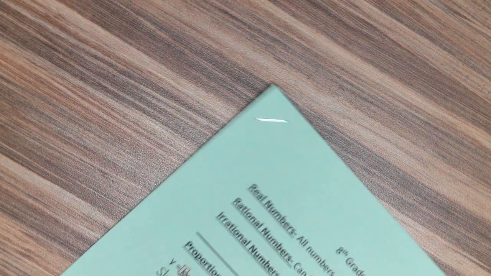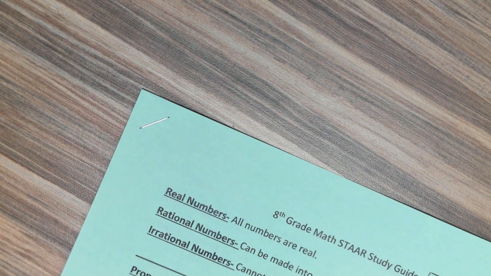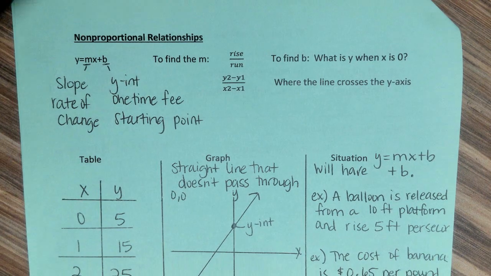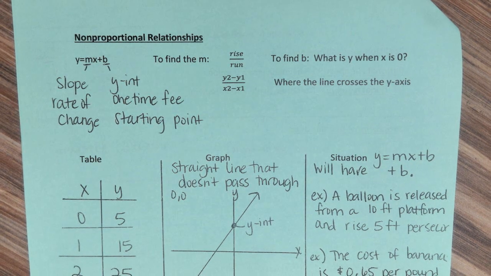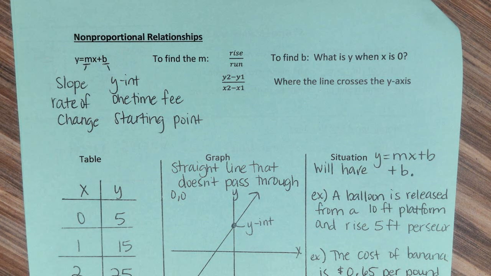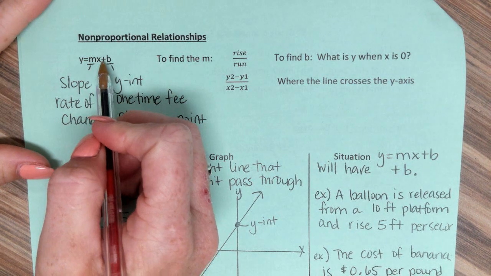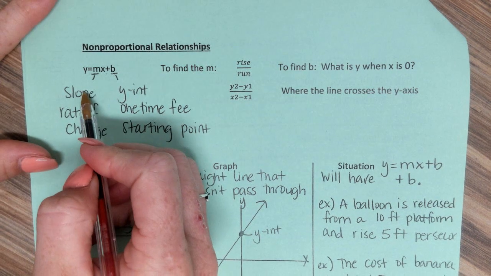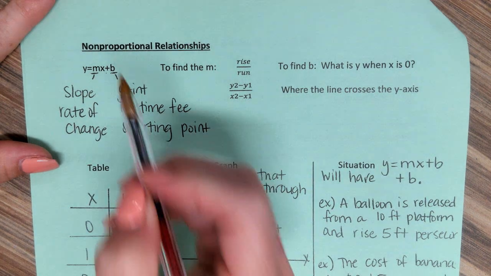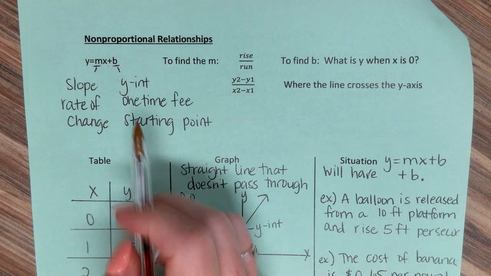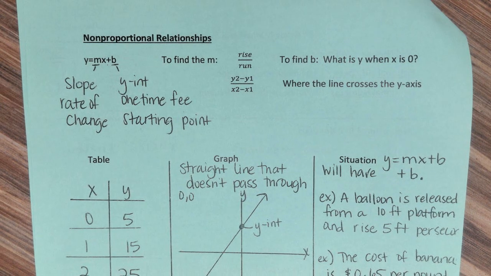Okay, turn the page. On the back, let's look at non-proportional. And guys, 50% of the test is proportional and non-proportional linear situations. What does it mean to be non-proportional? It's going to have the what part of the formula? The plus b. The m is still the slope or rate of change, but the b is going to be there, meaning it's not going to start at 0. It's going to have that one-time fee or that starting point.